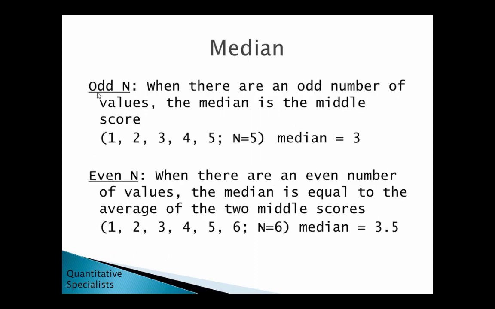And the rule is as follows. For the 2 examples we just looked at, if we have an odd number of values, that's what N stands for, number of values, then the median is just the middle score or value. So when we had 5 values in that first example, we just found the middle value, which was 3. When we have an even number of values, the median is equal to the average of the 2 middle scores. So here we saw that the median was equal to the average of 3 and 4, or 3.5.